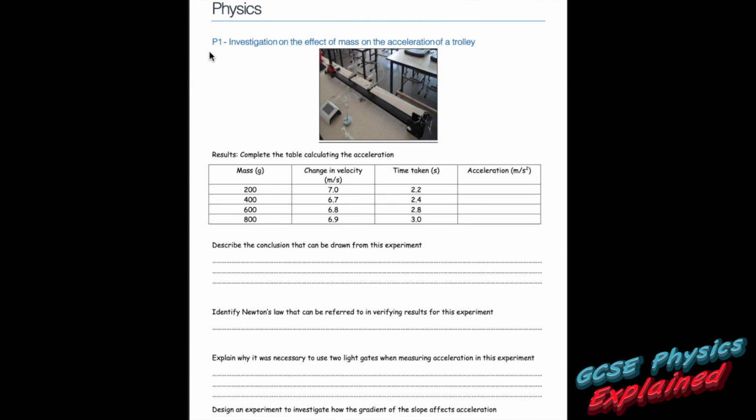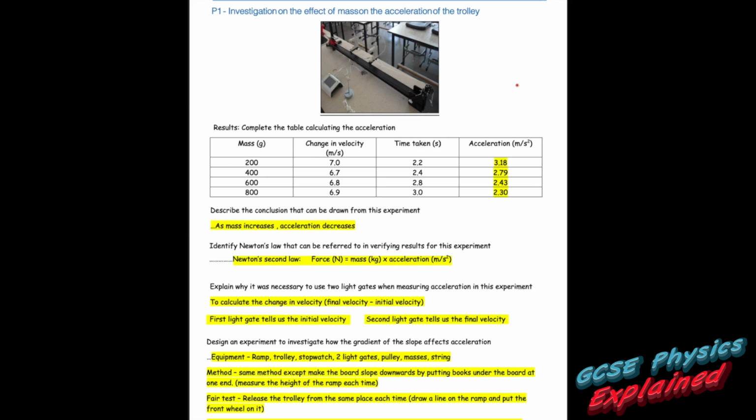So the first one, investigating acceleration of a trolley. And this particular question is investigating the effect of mass on the acceleration. So if I just show you the questions here, and then I'll go over the answers in a little bit. So pause the video if you're wanting to try these questions before I start going over the answers. And here are the answers.